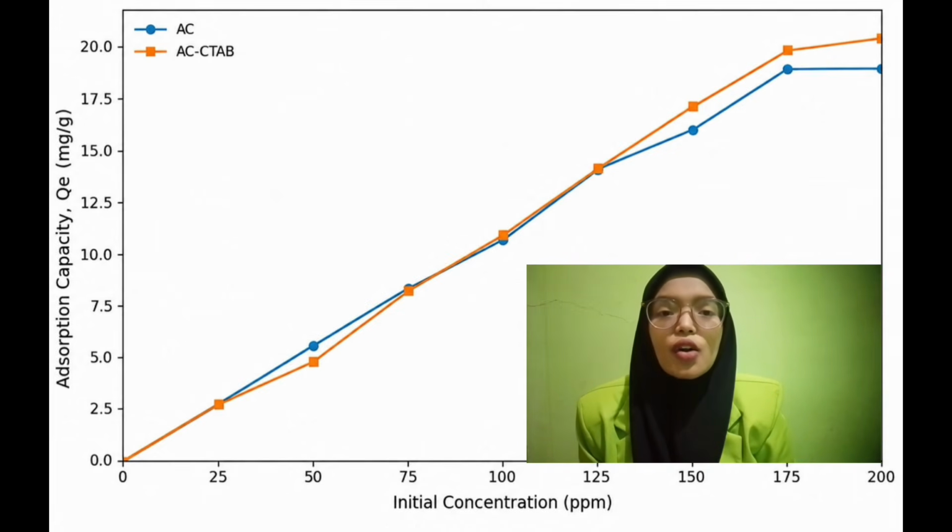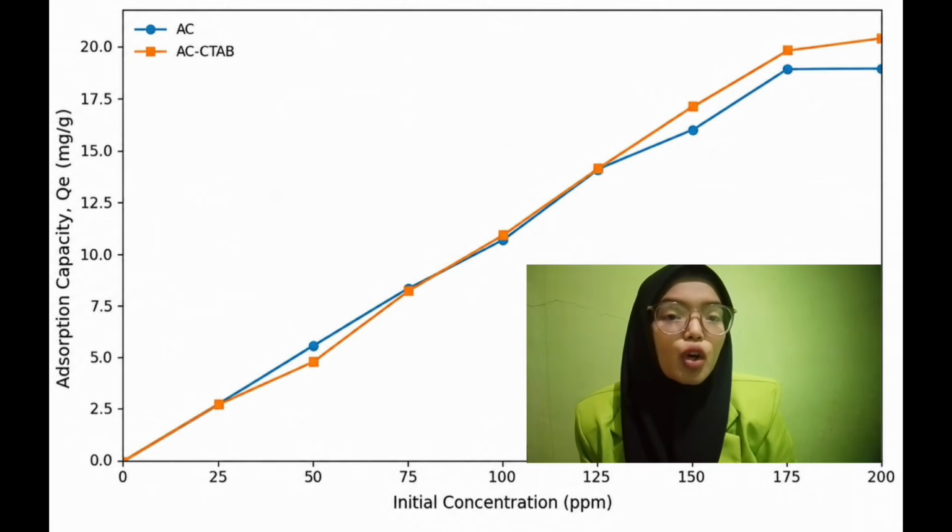This is because a higher dye concentration provides a stronger driving force for mass transfer, allowing more dye molecules to interact with the available adsorption sites. At an initial concentration of 200 mg per liter, the CTAB modified activated carbon achieved a higher adsorption capacity of 20.50 mg per gram, compared to 18.99 mg per gram for the unmodified activated carbon. These results demonstrate that CTAB modification is particularly beneficial for treating wastewater containing higher dye concentrations.